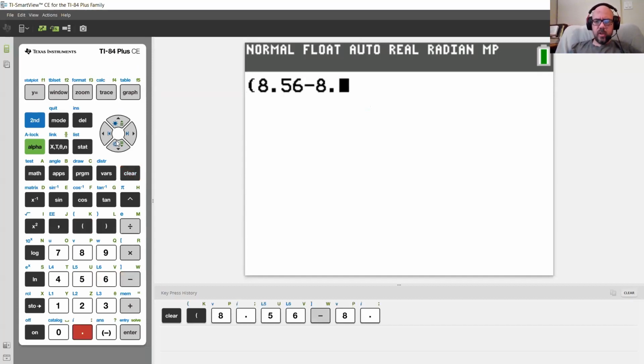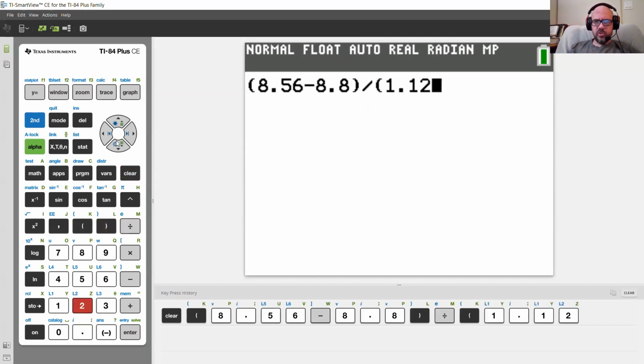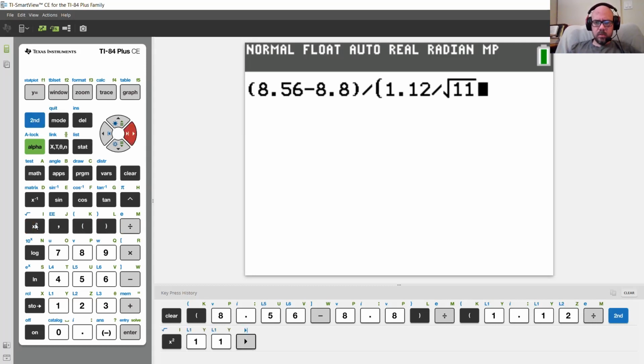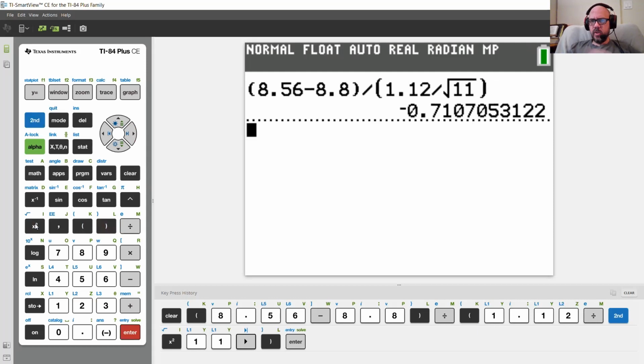8.56 minus 8.8 divided by s over root n, s was 1.12, over the square root of 11. And so our t-score is negative 0.71. A negative t-score is totally fine. All that means is that our sample mean was below the population mean, which it is. Our sample mean was 8.56 and the population mean was 8.8. So we are to the left, and so we get a negative t-score. That'll happen half the time. Negative 0.711.